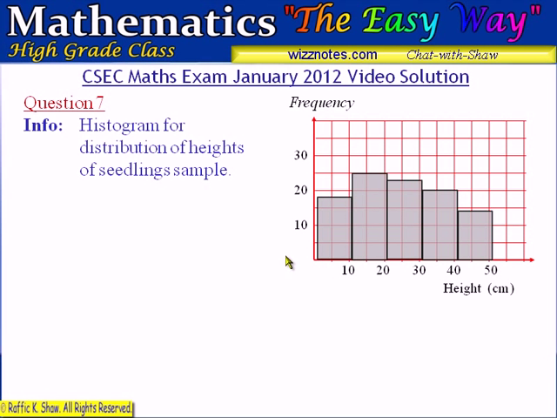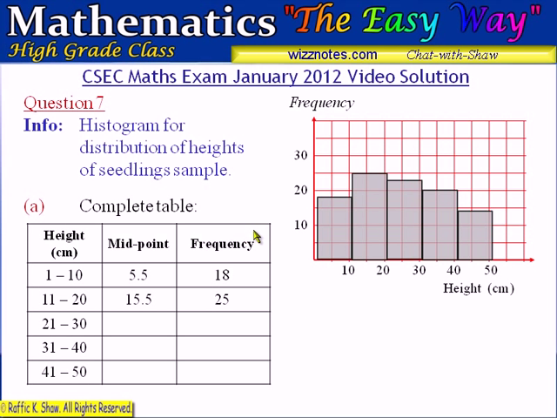Welcome to question 7, CSEC Math Exam, January 2012 video solution. Now in this question 7, we are given a histogram representing the distribution of height of seedlings in a sample. Now in part A, we are given this table to complete using information from the histogram.